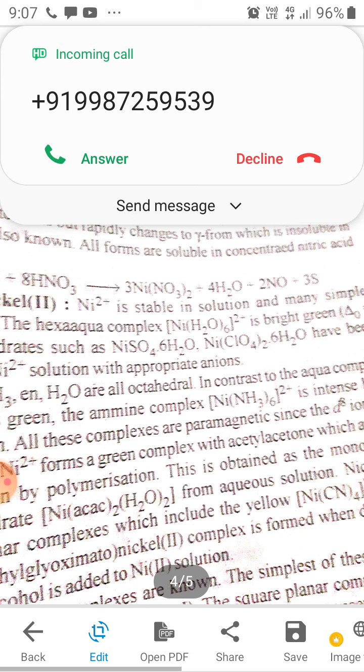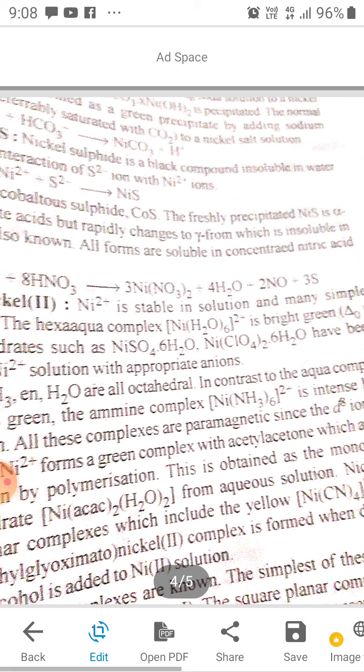Nickel 3 state. It is found with potassium.